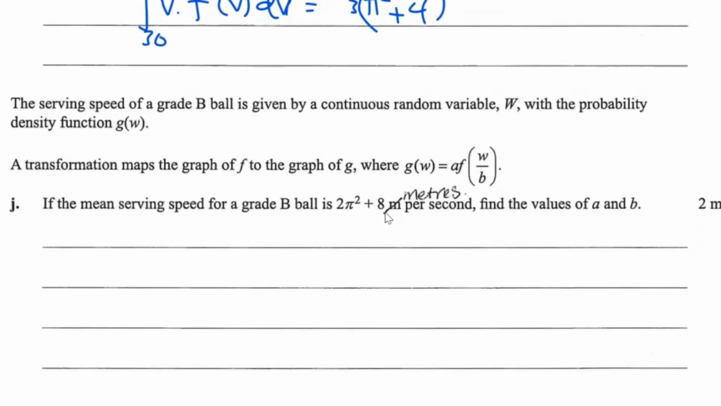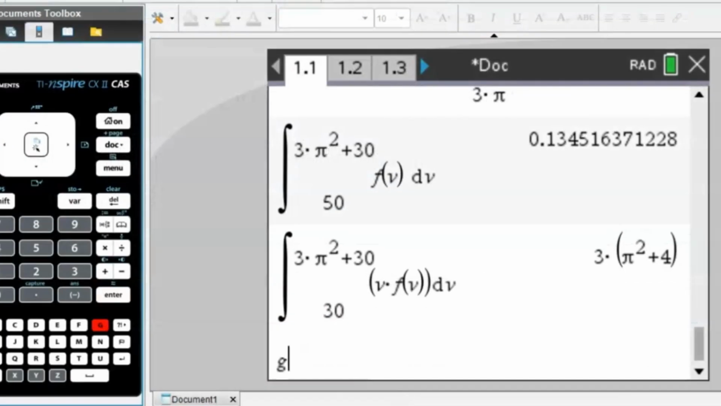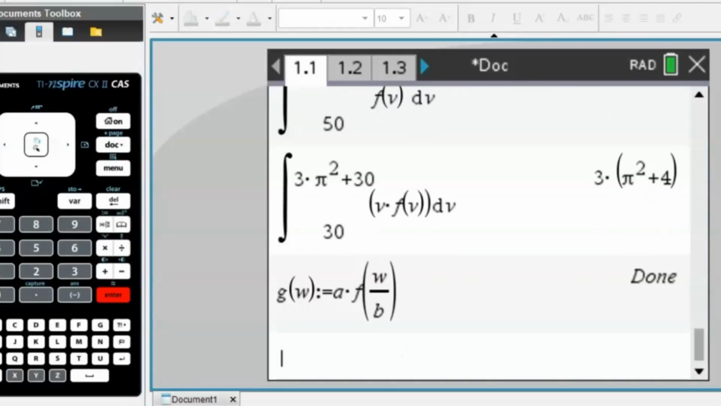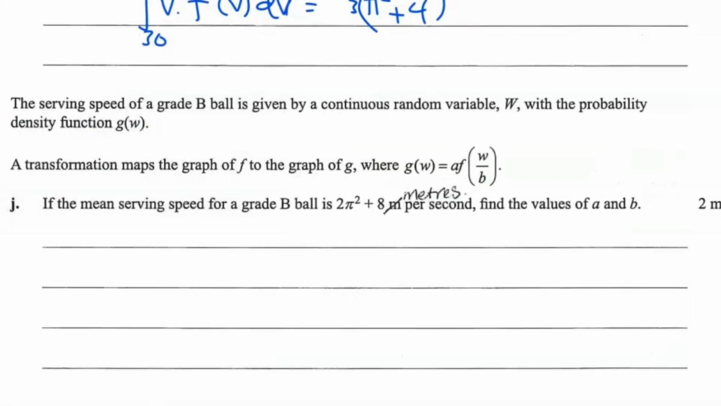All right, the next bit here. A transformation maps the graph of f to the graph of g, where g of w equals, so let's actually define that one as well. So g of w is such that a times f of w over b. All right, we've defined that. So what's the next bit of information we have? If the mean speed for grade B of the ball is 2 pi squared plus 8 meters per second, find the values of a and b.